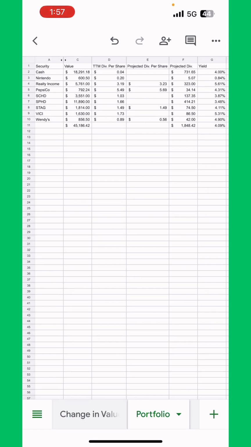The portfolio yield is being dragged down a bit by Nintendo and my large positions in SPHD and SEHD, which don't yield quite as much, but I'm really okay with that. The REITs do help offset that to a degree.